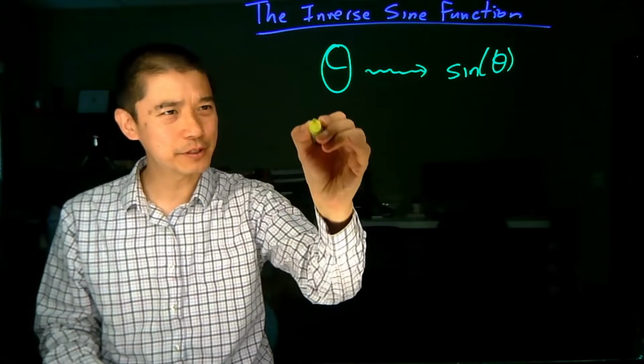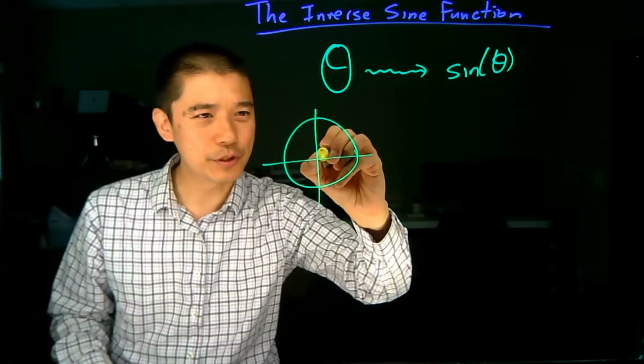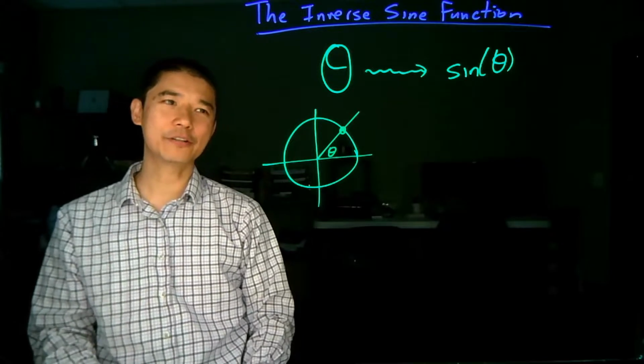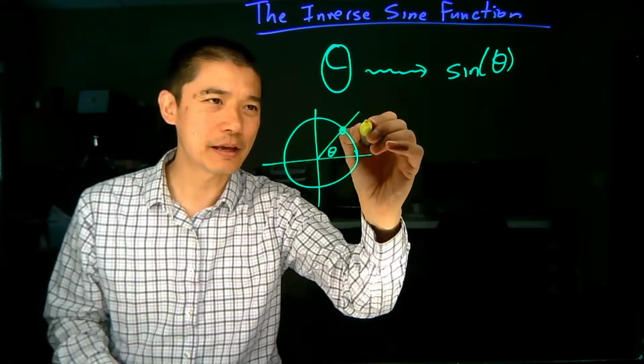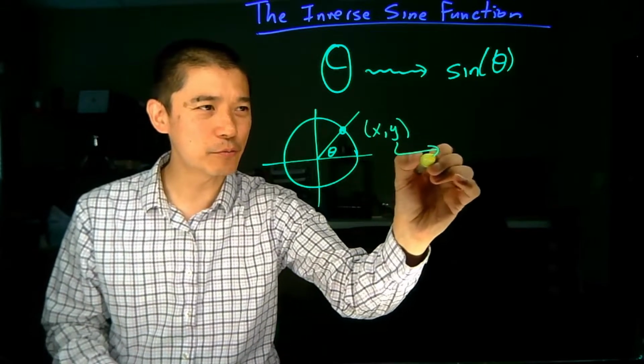With the unit circle picture, what we do is we draw our unit circle. We draw the angle theta, and that line will intersect the circle at some point. That point is x comma y. And then the sine function pulls out the y coordinate.